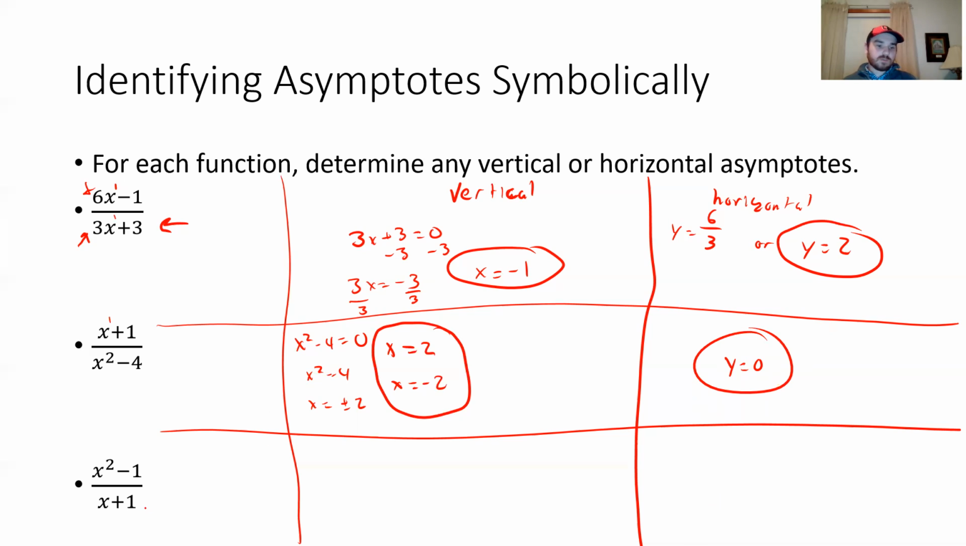All right, last one. Here's our denominator. We need to set that equal to 0. Easy enough. So we got x equals -1 for this one. Hopefully you all can solve that pretty quick.